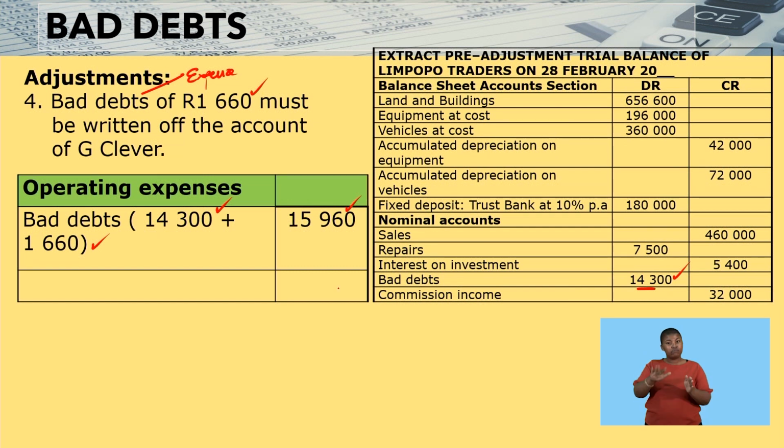It is very important, dear learners, that you understand that once an account is written off, it creates bad debts, and that amount is recorded under our operating expenses. Let's now go and look at adjustment number 5.